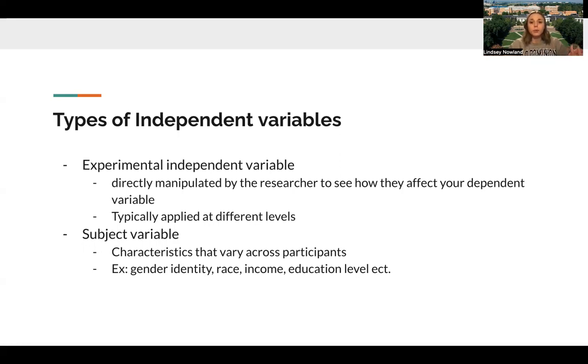Whereas the subject variable, which is usually used in your non-experimental studies, refers to the characteristics that vary across participants: their gender identity, their race, their income, education level. This is the variable you might use when looking at how one's gender affects their participation rates in physical activity. So your independent variable is just gender, for instance, in that example.